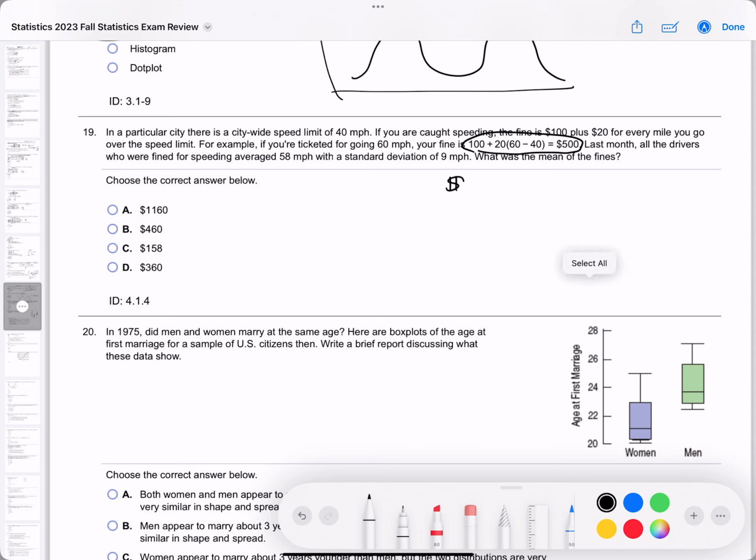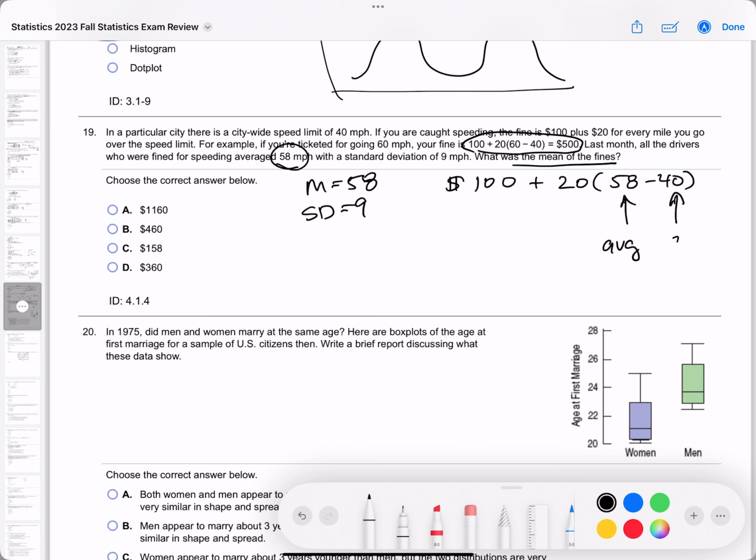Last month, all the drivers who were fined had an average of 58 miles per hour with a standard deviation. So the mean was 58, and the standard deviation is 9. And it wants to know the mean of the fines. Okay, so to do the mean of the fines, since that's the average speed, well, the fines are $100, plus 20 times 58 minus 40, because 58 is the average speed. And then, of course, I'm subtracting the speed limit. This is the formula they gave me, and that's the extra fine for everything over 40. So that comes out to be $460.